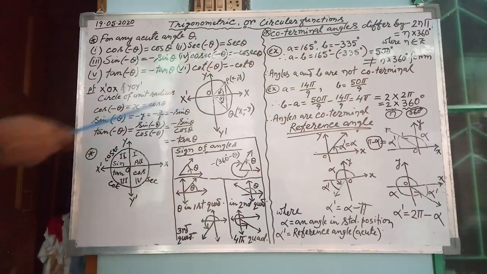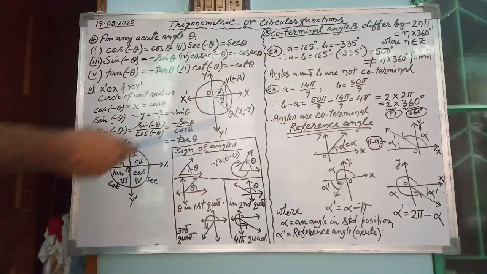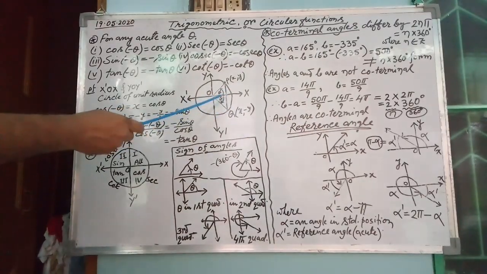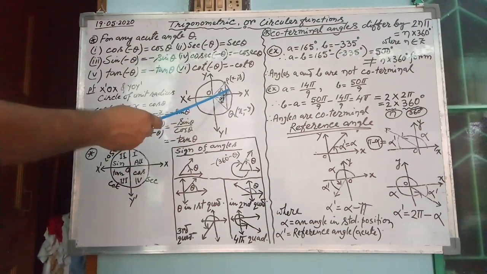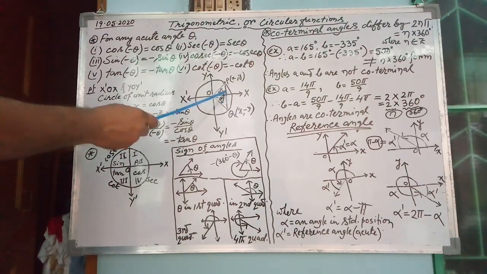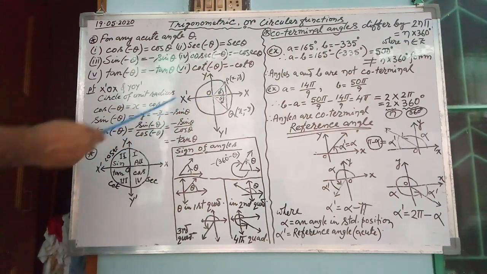Now see, cos of minus theta. What do you know? Cos theta is equal to base by hypotenuse. So cos of minus theta in this triangle is equal to base by hypotenuse. This is x by 1, that is equal to x. This x by 1 from the upper triangle, you see x by 1, which is equal to cos theta.